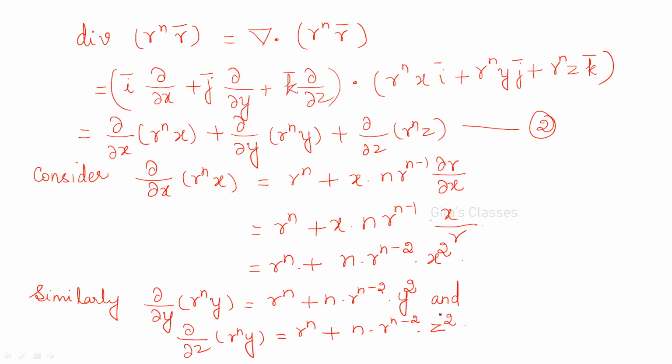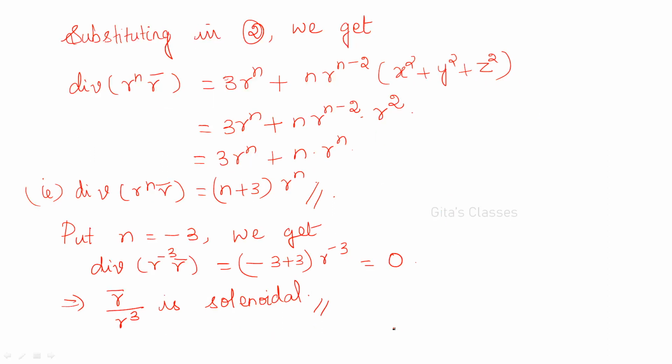Similarly, the second term will become y squared, and for the third term we have z squared. Substituting everything in equation number 2, we get the divergence of r^n times r equal to 3 times r^n plus n times r^(n-2) times (x squared plus y squared plus z squared). What is x squared plus y squared plus z squared? It is r squared, we know. So 3 r^n plus n r^n. r^n is common, you take it out, so (n plus 3).